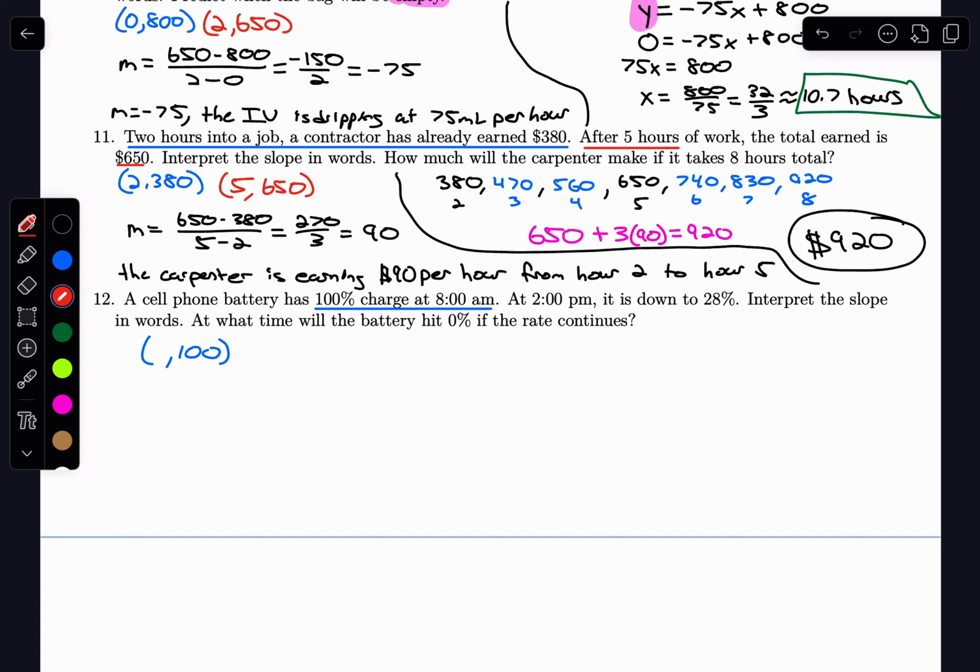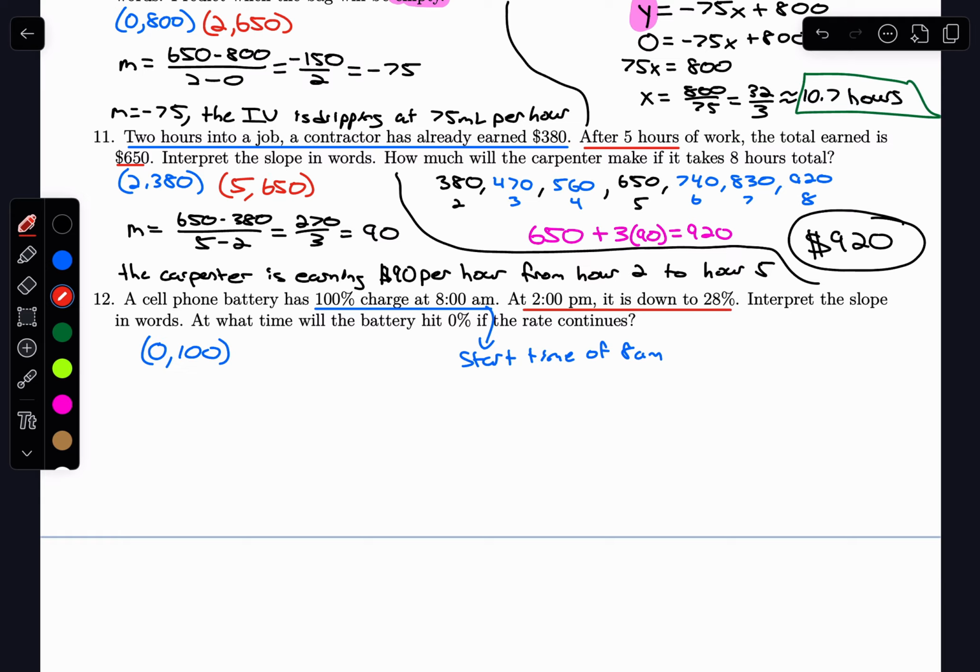Okay, we're going to refer to 8 a.m. right here. Okay, 8 a.m. is the start time. So start time of 8 a.m. So I'm going to consider that to be after 0 hours. So notice now I have 0, 100 as my first data point instead of 8, 100, because that is the start of our timer. Then it goes on to say that at 2 p.m.